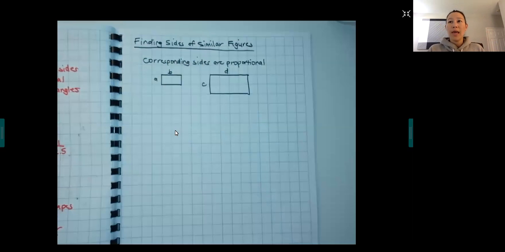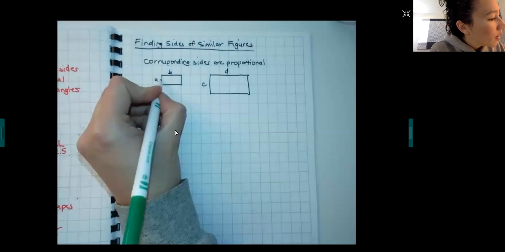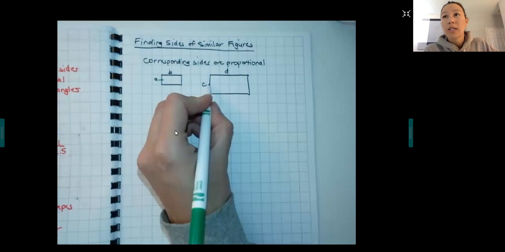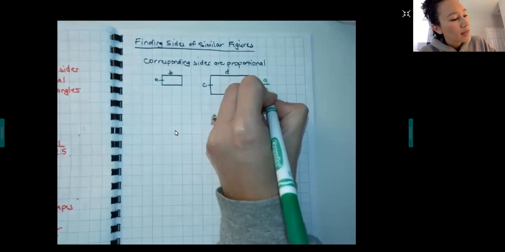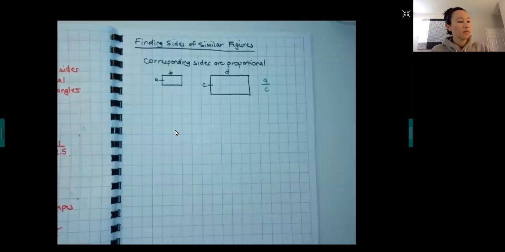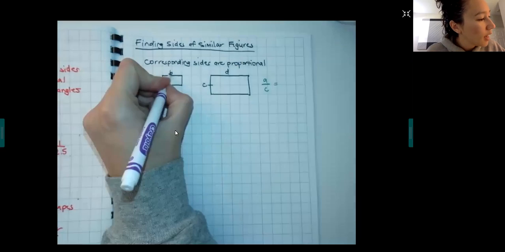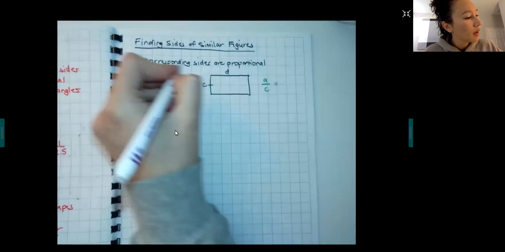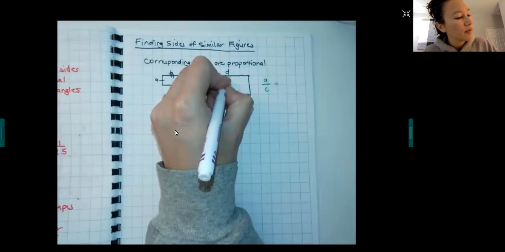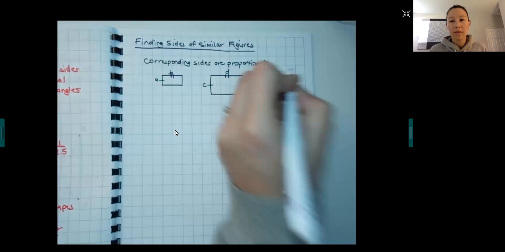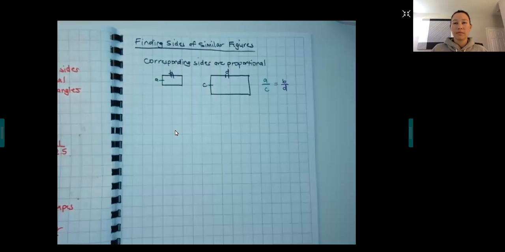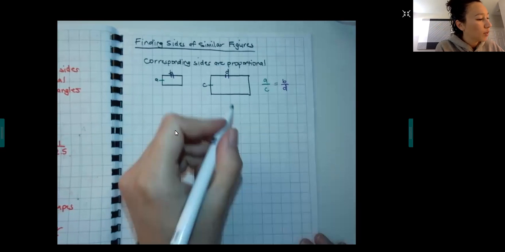Okay, so A corresponds to C. So A divided by C equals their corresponding sides, which are B and D. Okay, so let's go ahead and do an example.